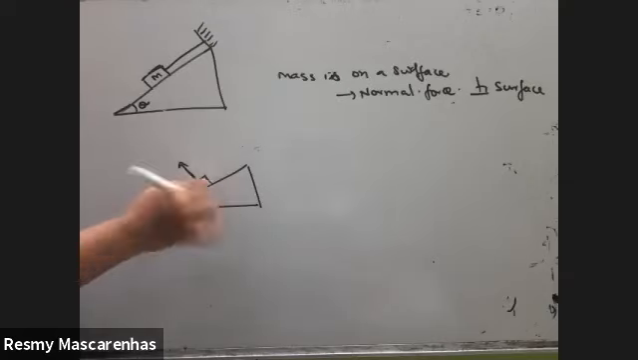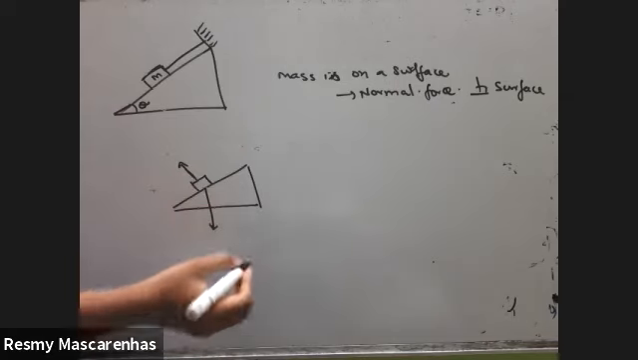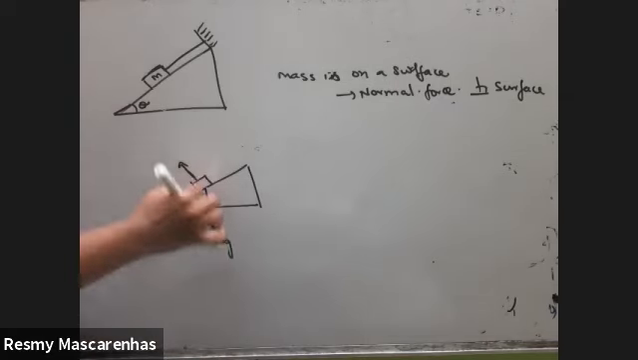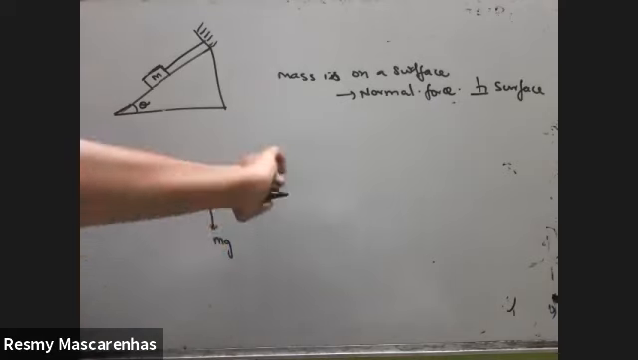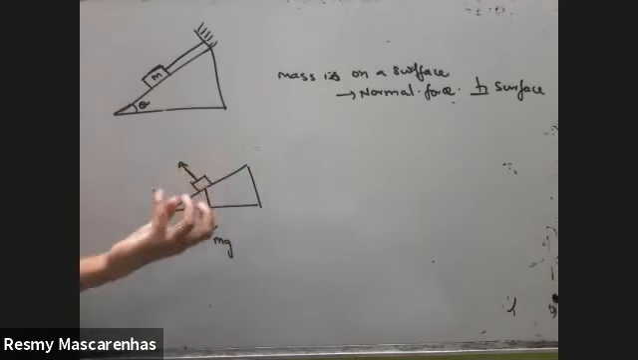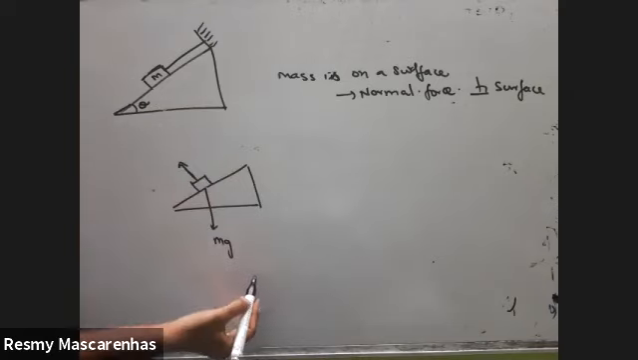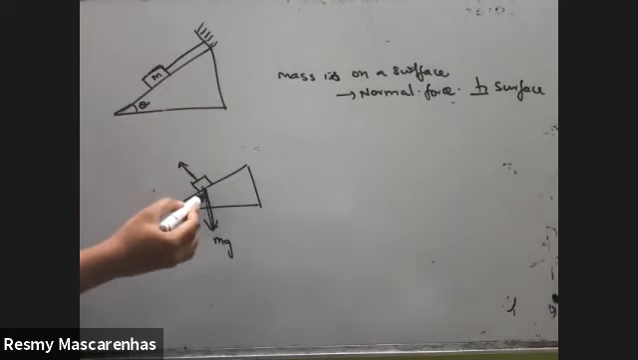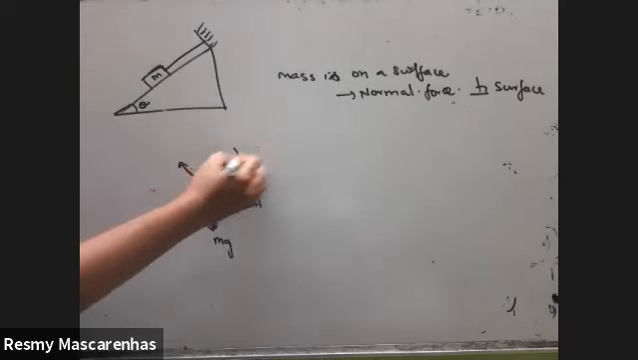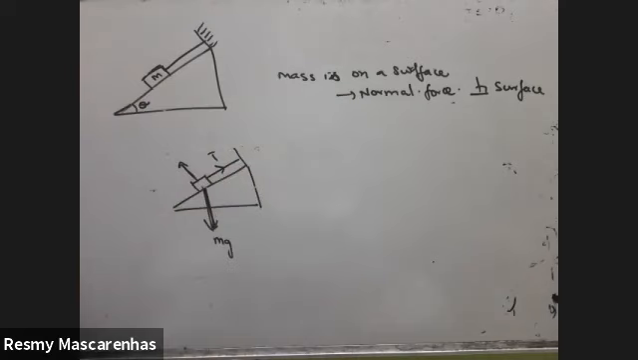Now, obviously, wherever it may be kept, mg will be acting vertically downward, straight. It will not change its angle, irrespective of whether you are keeping it slanting, because gravity will not take an angle and come this side. So anyways, mg will be straight downwards. Since it is attached to one string, there will be a tension here. This is a normal. So what all do we have to calculate now? The normal as well as the tension.